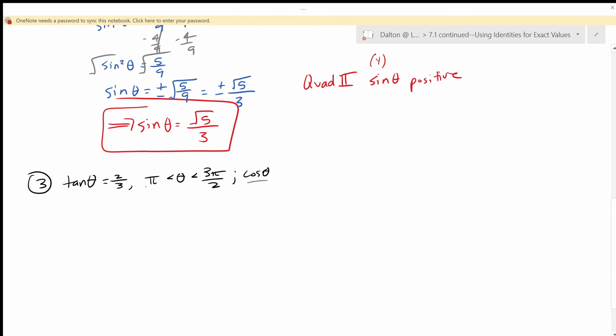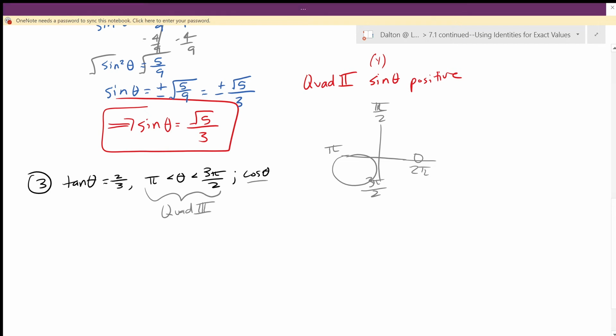Theta being between pi and 3 pi over 2, again, you got to be really good with your unit circle here. This is pi over 2. This is 1 pi. This is 3 pi over 2. And then it goes back to 2 pi over here. So being between pi and 3 pi over 2 means that we must be in quadrant 3.